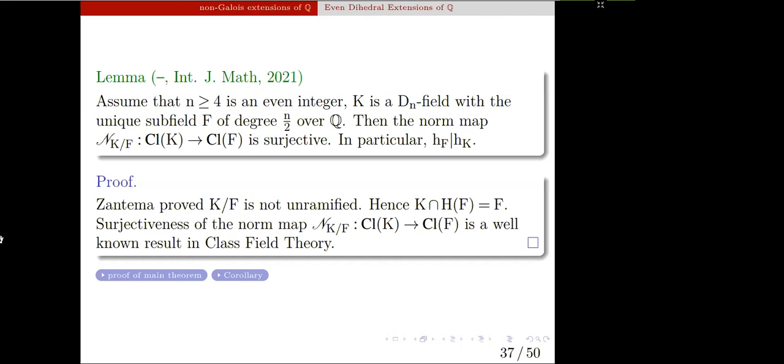The proof is simple because Zantema has proved that there is always a prime of F which is ramified in K, and by well-known results in class field theory, we know that for a general extension, not necessarily quadratic, if there is a prime P which ramifies totally in K, then the relative norm map is surjective, which implies that the class number of F will be a divisor of the class number of K. We will use this lemma to prove an interesting corollary of the main theorem.